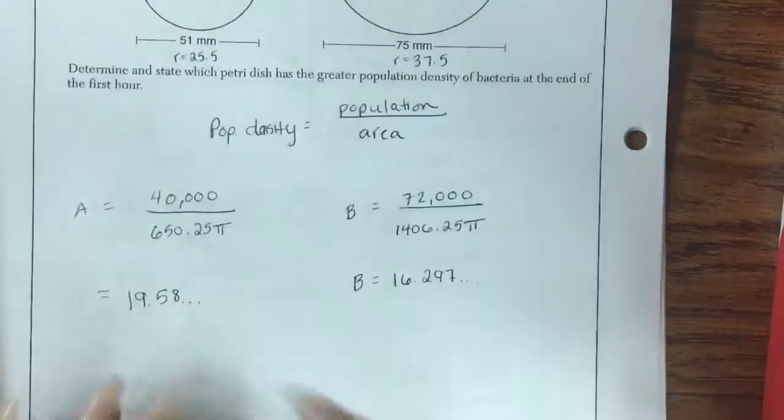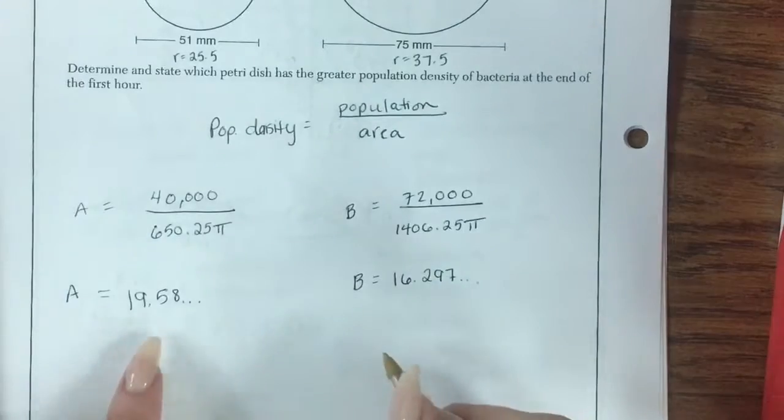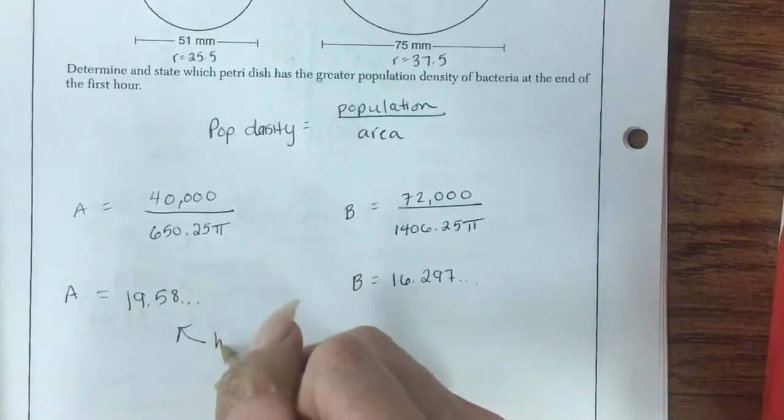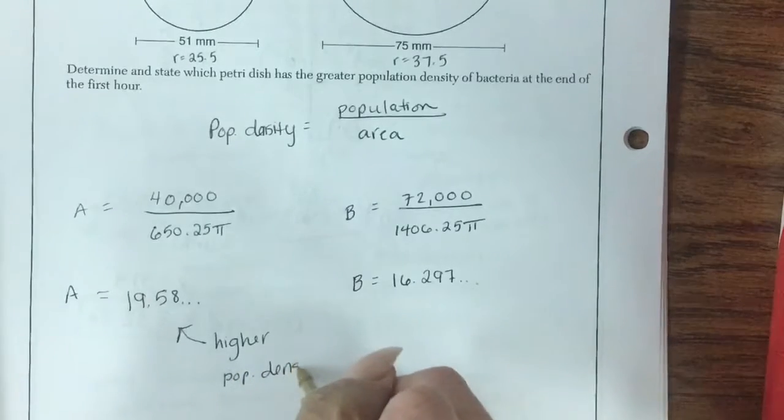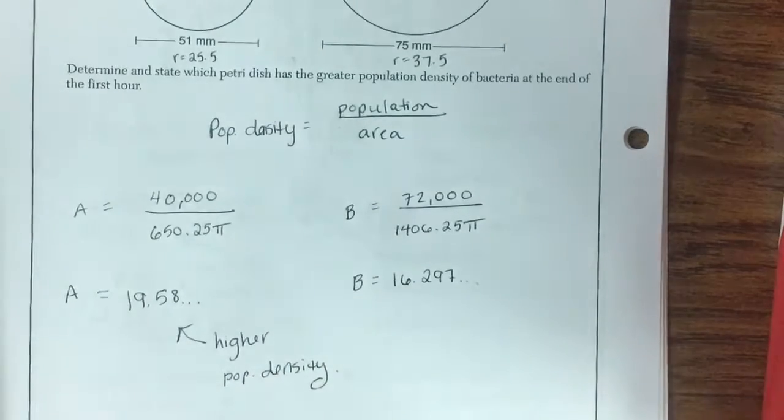So comparing A and B, you can see that A has the higher population density. After the first hour.